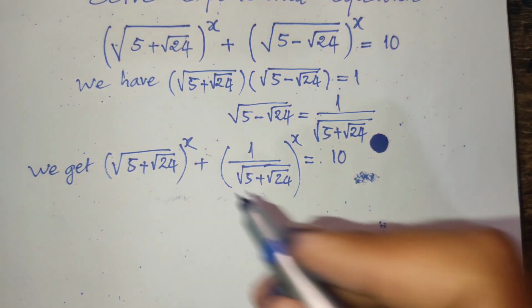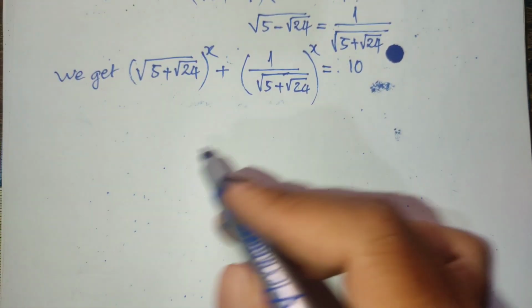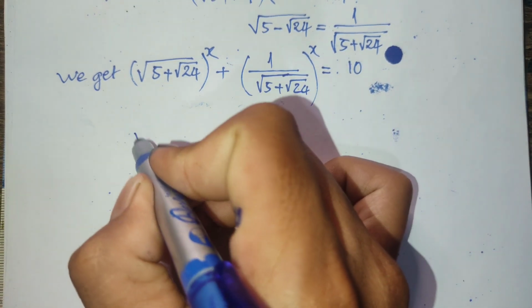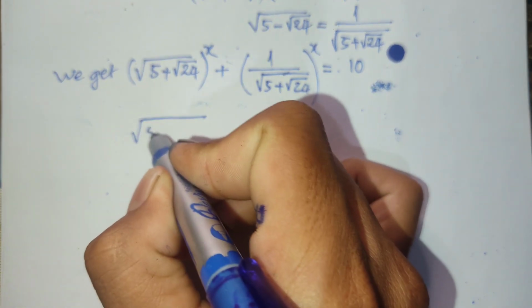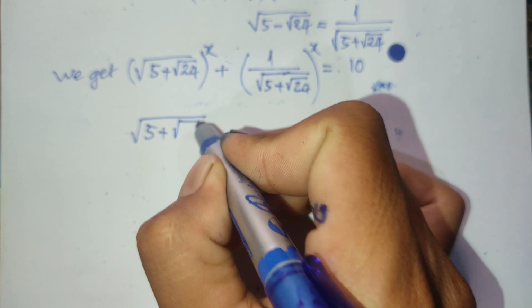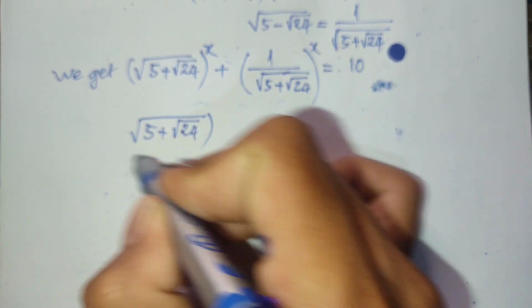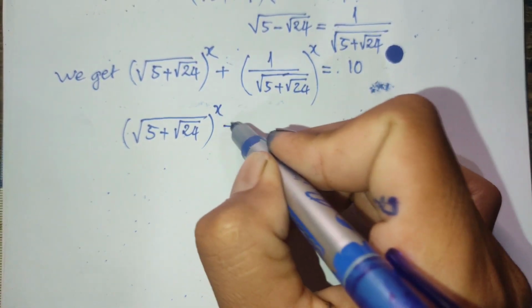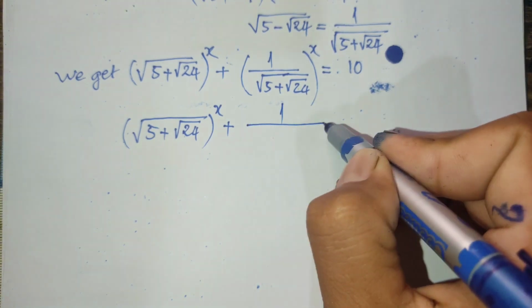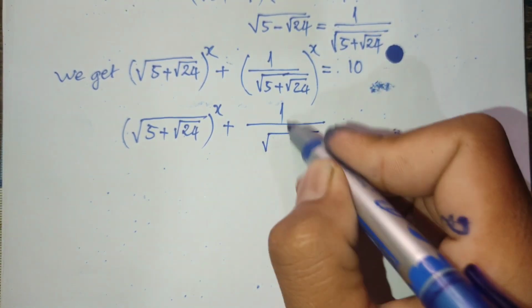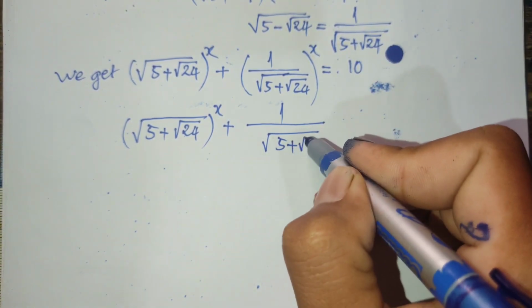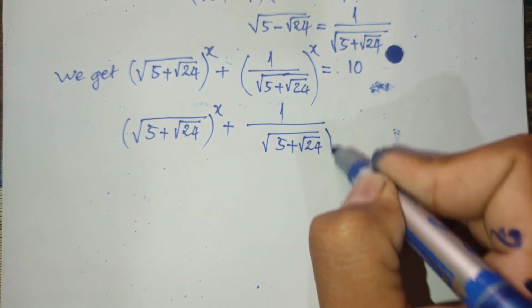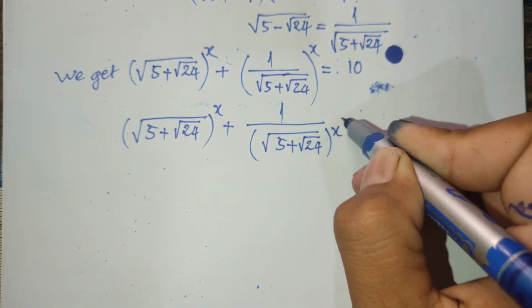Okay, now I can write this as (square root of 5 plus square root of 24) all power 8 plus 1 divided by (square root of 5 plus square root of 24) all power 8 is equal to 10.